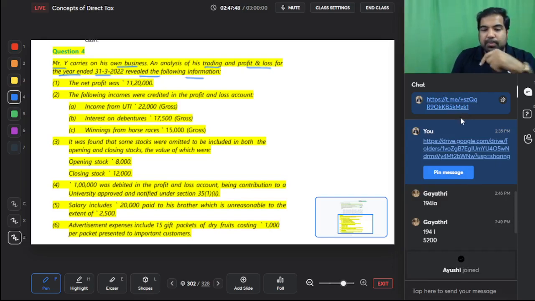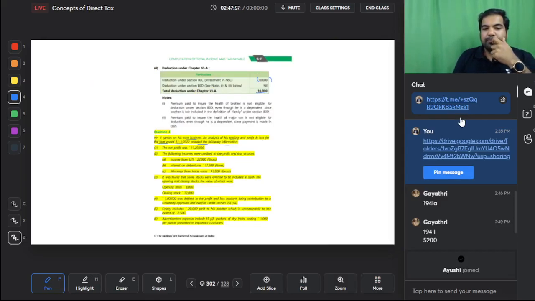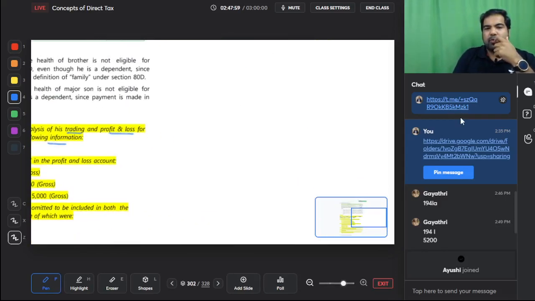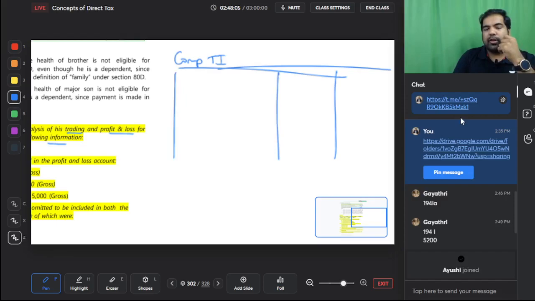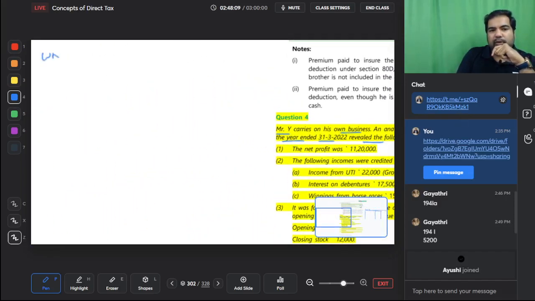In a sum this big, always guys look at what they're asking you. Compute his total income assuming he has not opted to pay tax under 115BAC. So basically you're computing his total income, and when you do that you will need details of the different heads of income. So you will have working note 1, PGBP, and that is 11 lakh 20,000.